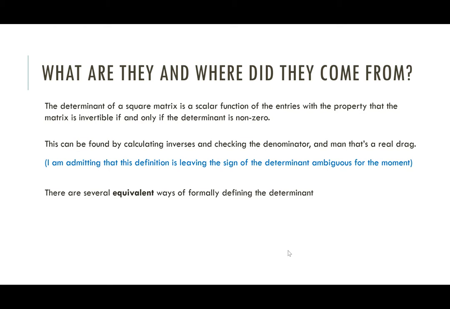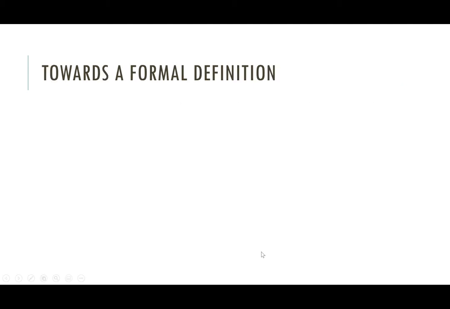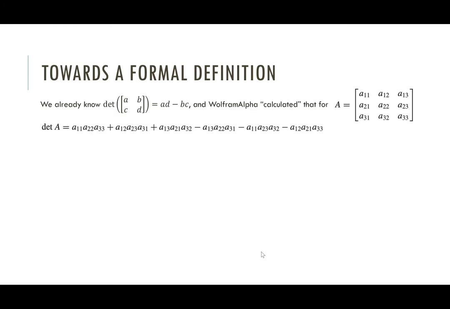But actually, it turns out there are several equivalent ways of formally defining the determinant. And so here, let's walk our way towards one formal definition. We already know the determinant of a 2 by 2 matrix, and from Wolfram Alpha, we know what the determinant of a general 3 by 3 matrix is. And we notice that there are some properties that these two determinants have in common.